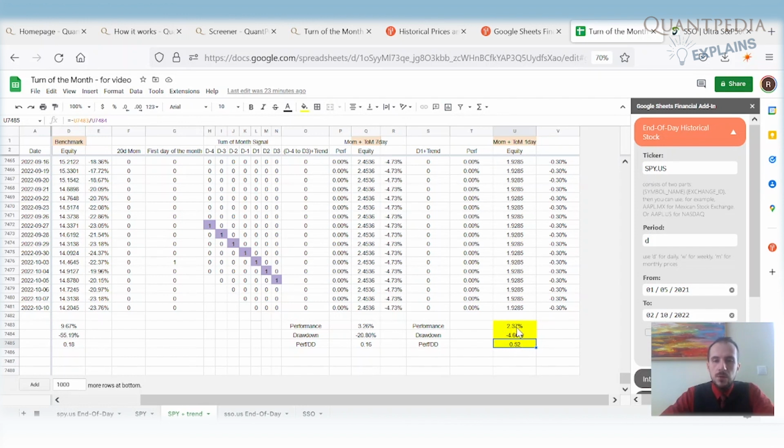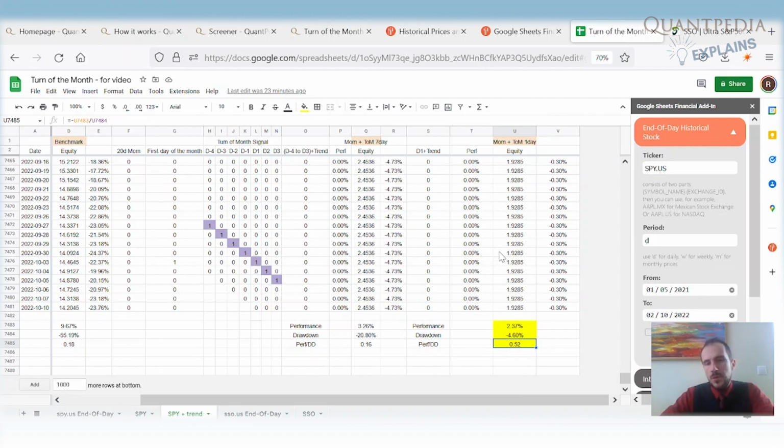In this case, we have a little lower performance, but our drawdown during the first day is less than half, so our performance to drawdown ratio is significantly higher. So now we know that when we combine the turn of the month demand period, when we hold the SPY ETF only during the first day of the month with the 20-day momentum filter, we can significantly improve the overall performance to drawdown ratio. Now it's time to apply the leverage.